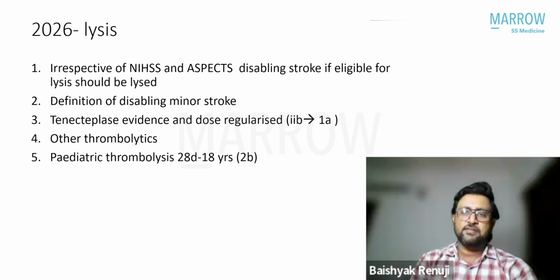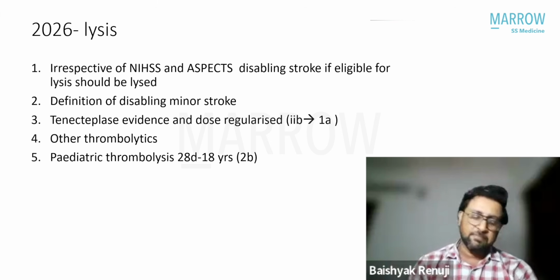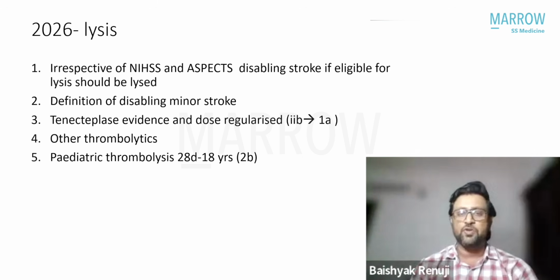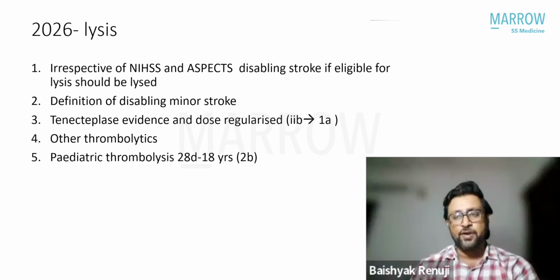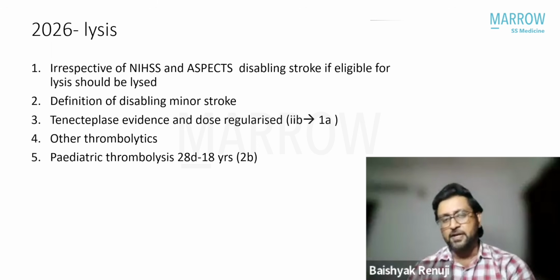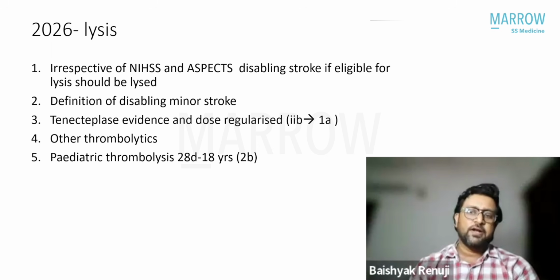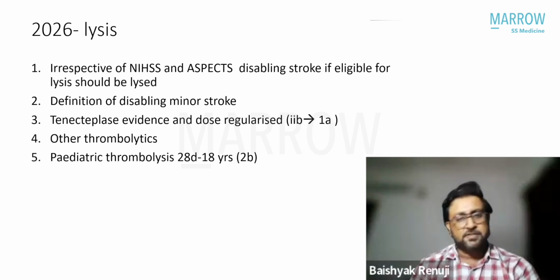In previous guidelines, the dose was 0.4 and in some cases still 0.25. There is a confusion. Right now it is 0.25 milligram per kg. But again, Indian guidelines or Indian approval is for 0.2 milligram per kg. Both are there in India. Other thrombolytics like reteplase and prourokinase have been suggested.